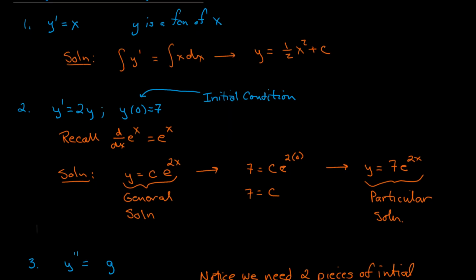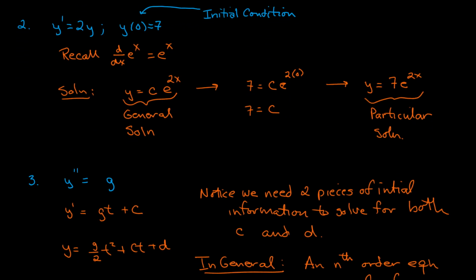A second situation that we can run into is something like what's now at the top of the screen, where we have y prime is equal to 2 times y. Now, what this is essentially saying is that when I take the derivative of y, I get back y, the original function. We'll talk about that in a minute.